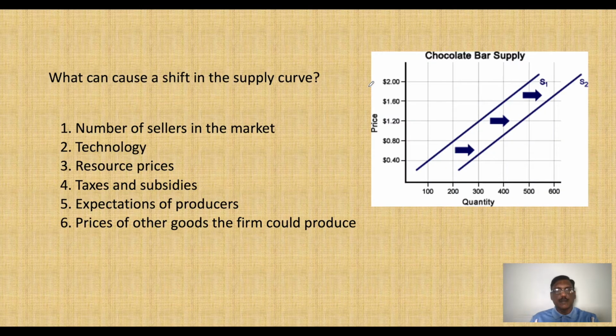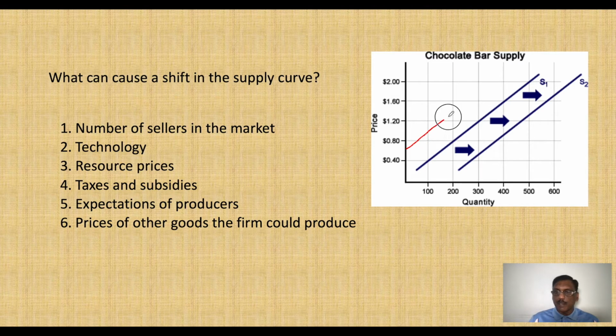Now let's look at it. Of course, when the number of sellers increases, at each price there's more quantity supplied because the number of suppliers has increased. Technology: with technology, you can produce, let's say, more quantity with the same amount of resources, so technology will shift the supply curve to the right. What about resource prices? Whether it's land, labor, capital, if labor becomes cheaper, you can produce more. Just like raw materials. If the price of raw materials is less, the supply curve will shift to the right. But if the price of raw materials increases, then you'll find a leftward shift.